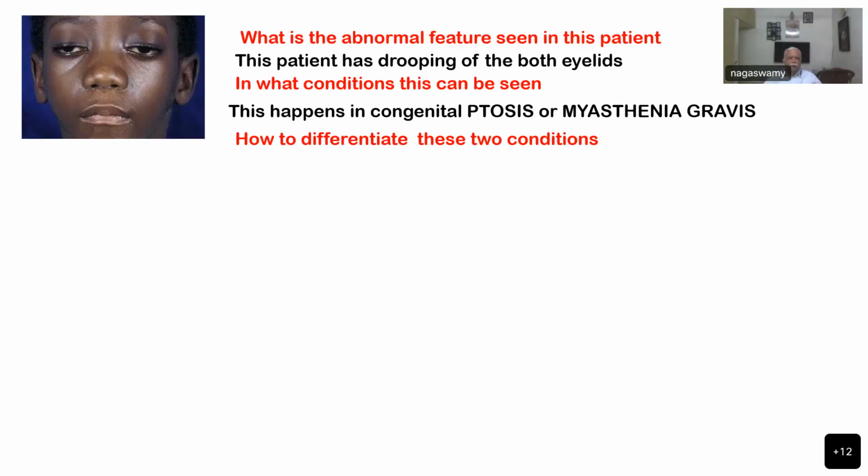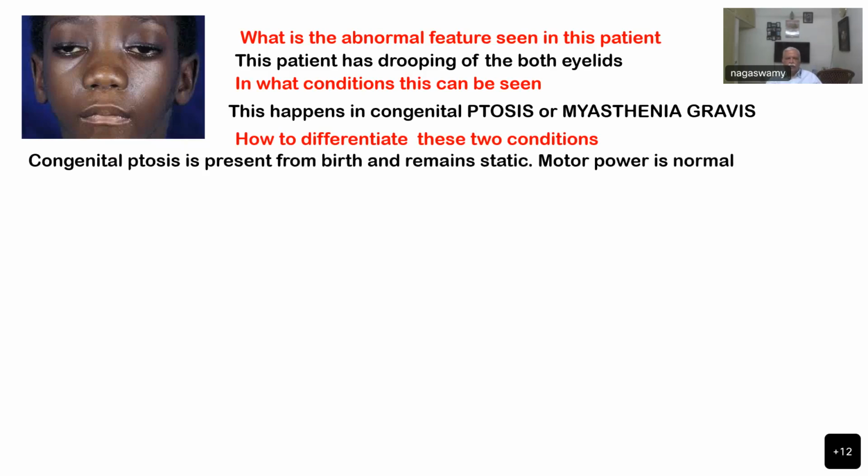Which remains the same throughout day or night. Whenever you look at the patient, the eyelids are always drooping, whereas in myasthenia, in the morning they may be looking normal. The eyelids may not droop this much, but as the day progresses, when they do their normal routine activity, the weakness sets in and the eyelids start drooping.